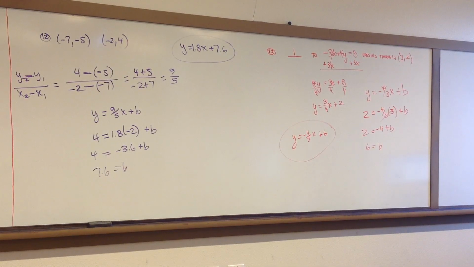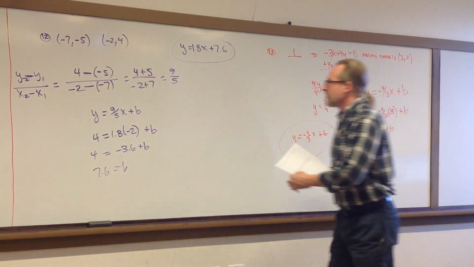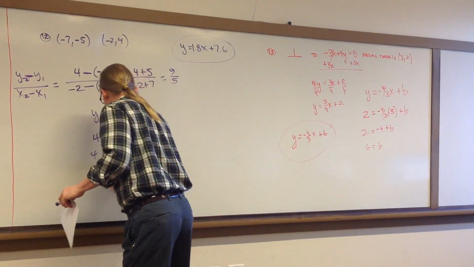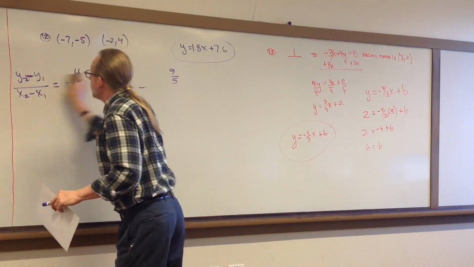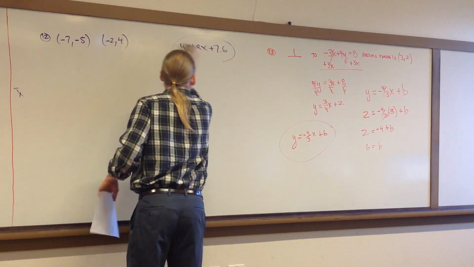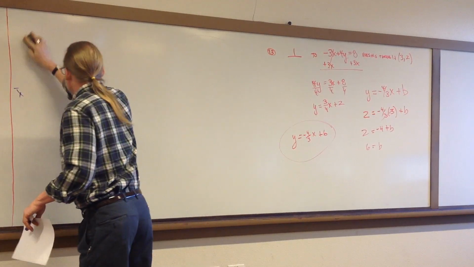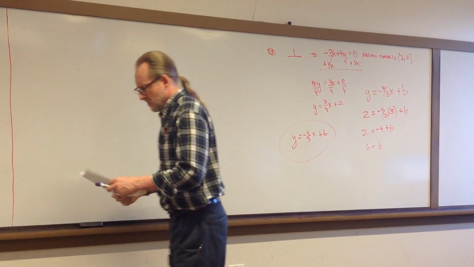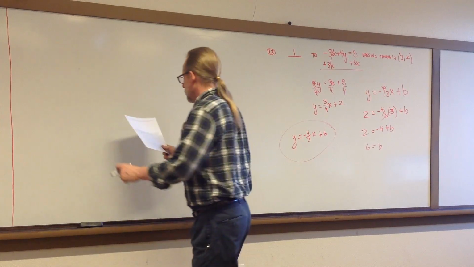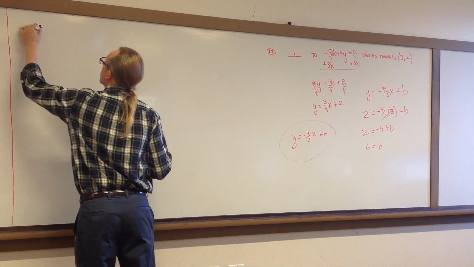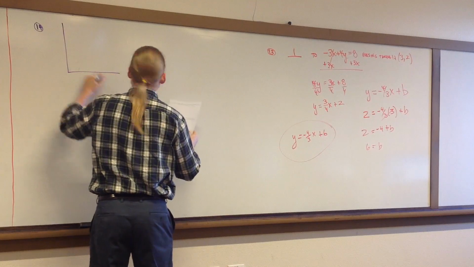Okay. Let's see here. Problem 14. This is the application problem. We're given a graph with a couple of points identified on it. Let's see, I'll do a little sketch of the graph here. Looks like this.